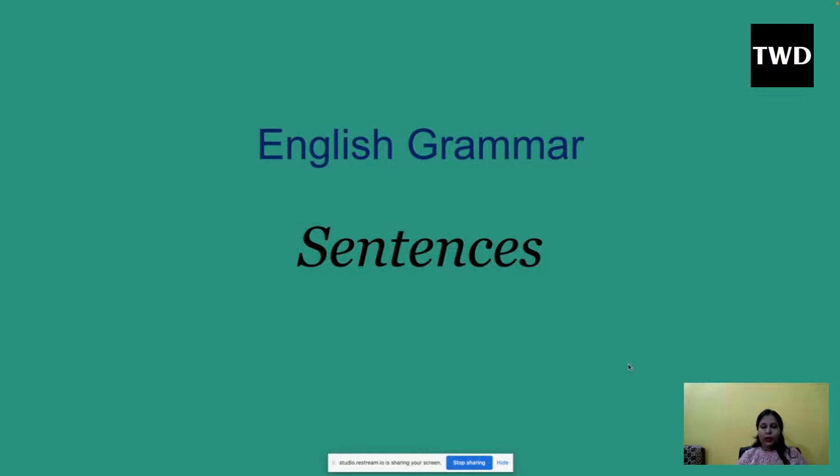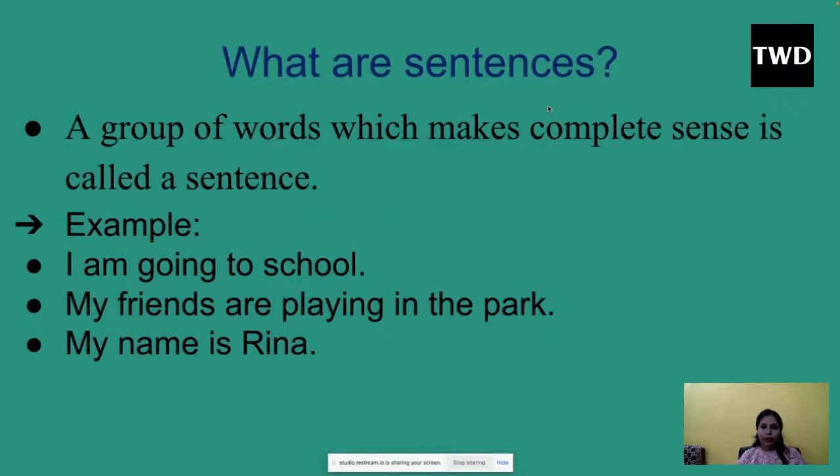So today we are going to learn about sentences, as it is very much important for us to know about different kinds of sentences which we use in our daily life. So first thing first, what are sentences? Sentences are a group of words. Whenever you frame any sentence, you have to use more than one word to give it a meaning, isn't it? That is why it is known as sentences are a group of words.